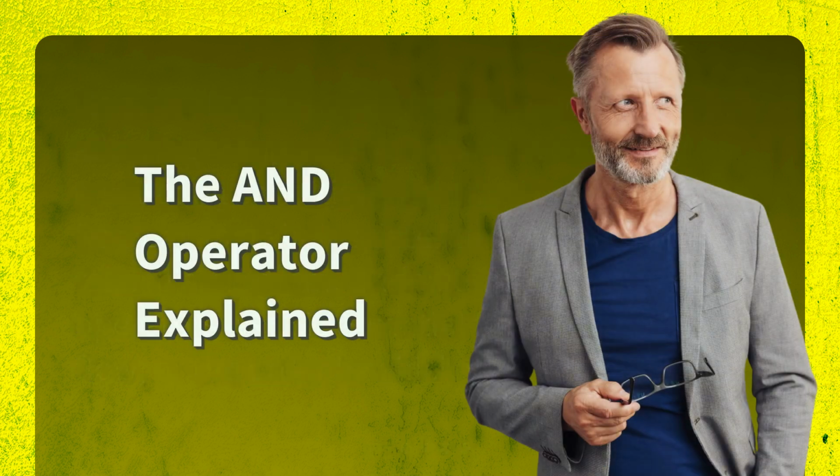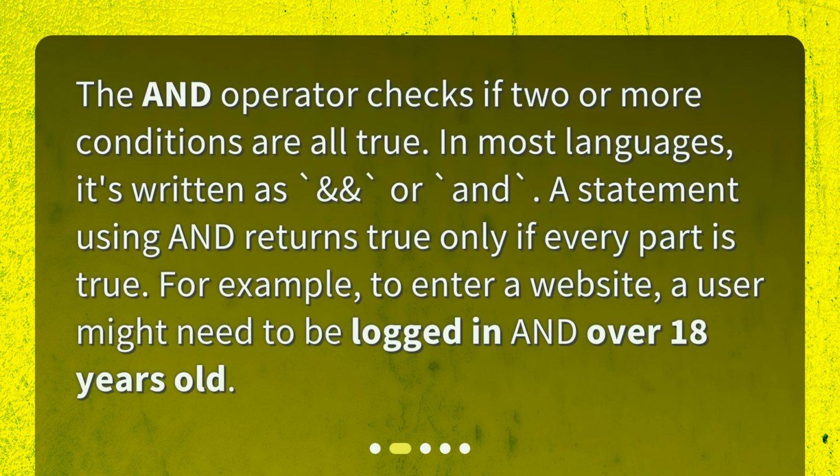The AND operator explained. The AND operator checks if two or more conditions are all true. In most languages, it's written as AND or &&. A statement using AND returns true only if every part is true. For example, to enter a website, a user might need to be logged in and over 18 years old.